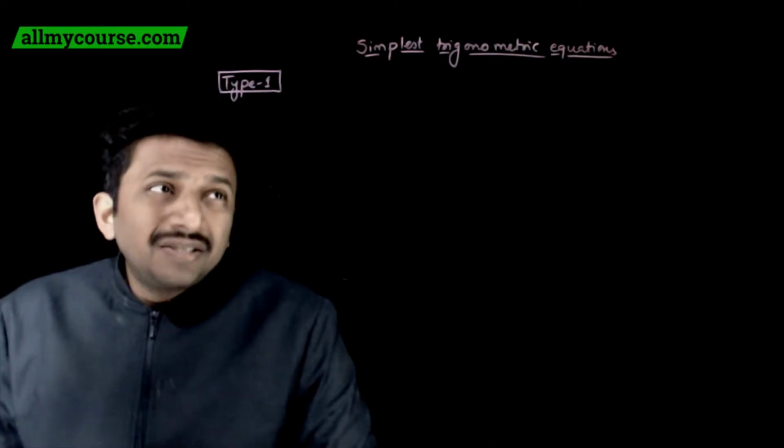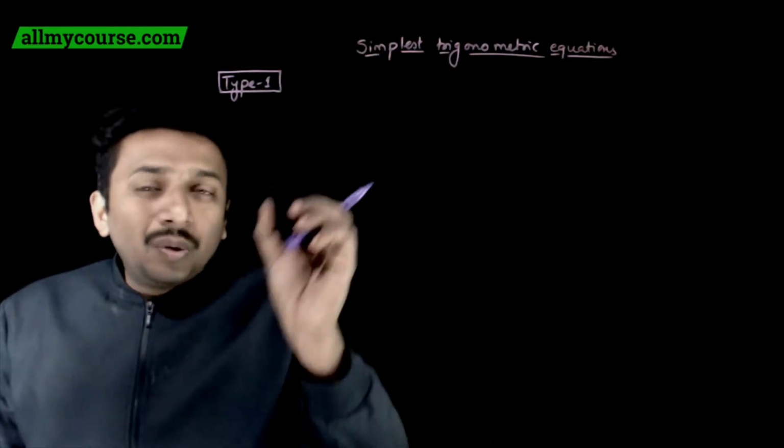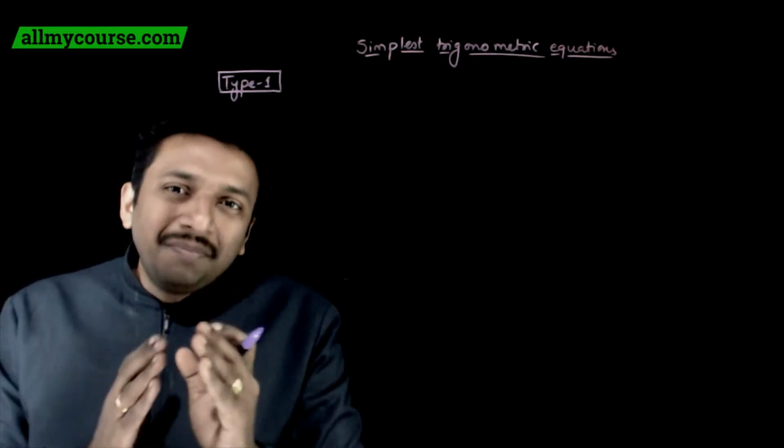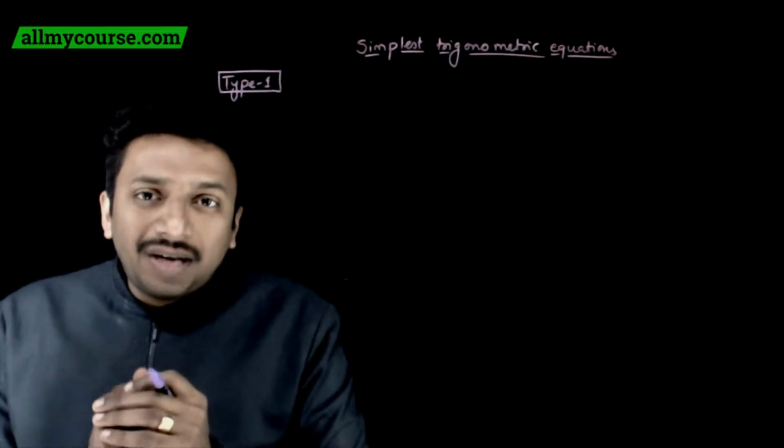So in this video, let us look at very simple trigonometric equations. There are three types of simple trigonometric equations. So let us go for type 1.